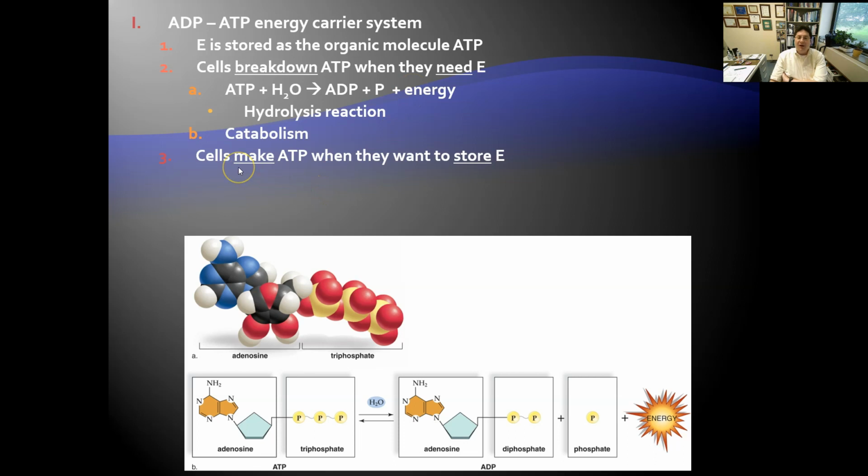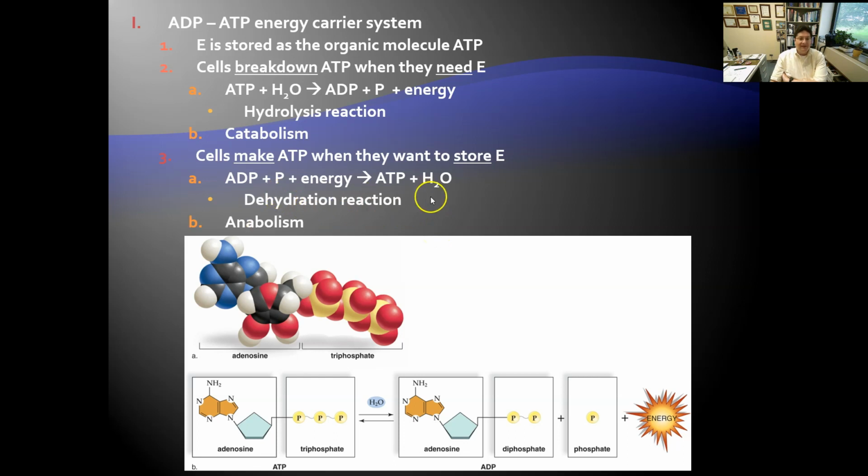If cells want to store energy, they can make ATP by doing the reverse reaction. We can go this way, right to left. So we take our ADP here, add a phosphorus to it. Now, to build that, we have to kick in energy. And that's going to give us ATP, and we're going to kick out water as a waste, so this is called a dehydration reaction.